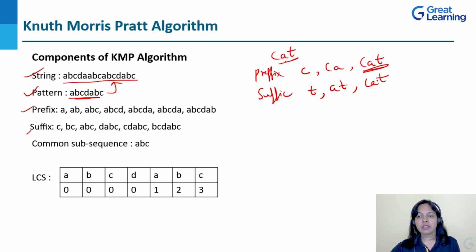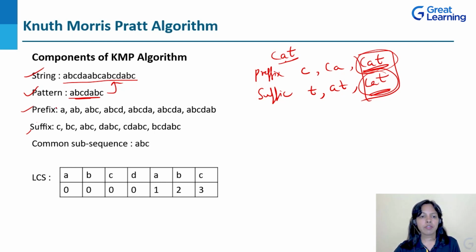Now, this part we don't have to consider while talking about the KMP algorithm. We are talking about proper prefix and proper suffix only. A proper prefix is where we don't take the complete word as a prefix, or the complete word as a suffix. So the prefixes for the word cat will be C and CA, and the suffixes will be T and AT.